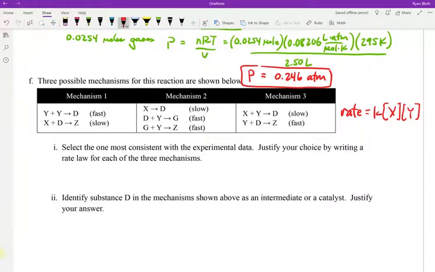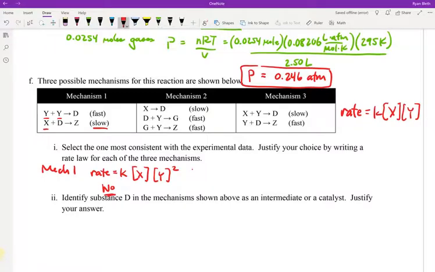Okay. So for mechanism 1, the slow step here would include X and D, and since D is an intermediate, I would have to substitute in for D Y to the second order. So for mechanism 1, rate is going to be K X to the first and then Y to the second. And that does not work because we need X to the first and Y to the first.